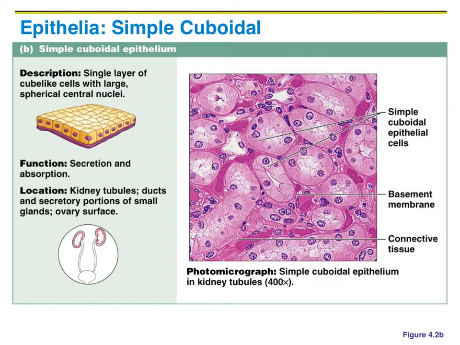In this figure, you can see a micrograph of simple cuboidal epithelia. Simple cuboidal epithelia is a single layer of cube-like cells. The function includes secretion and absorption, and is found in kidney tubules, ducts and secretory portions of small glands, and the ovary surface.